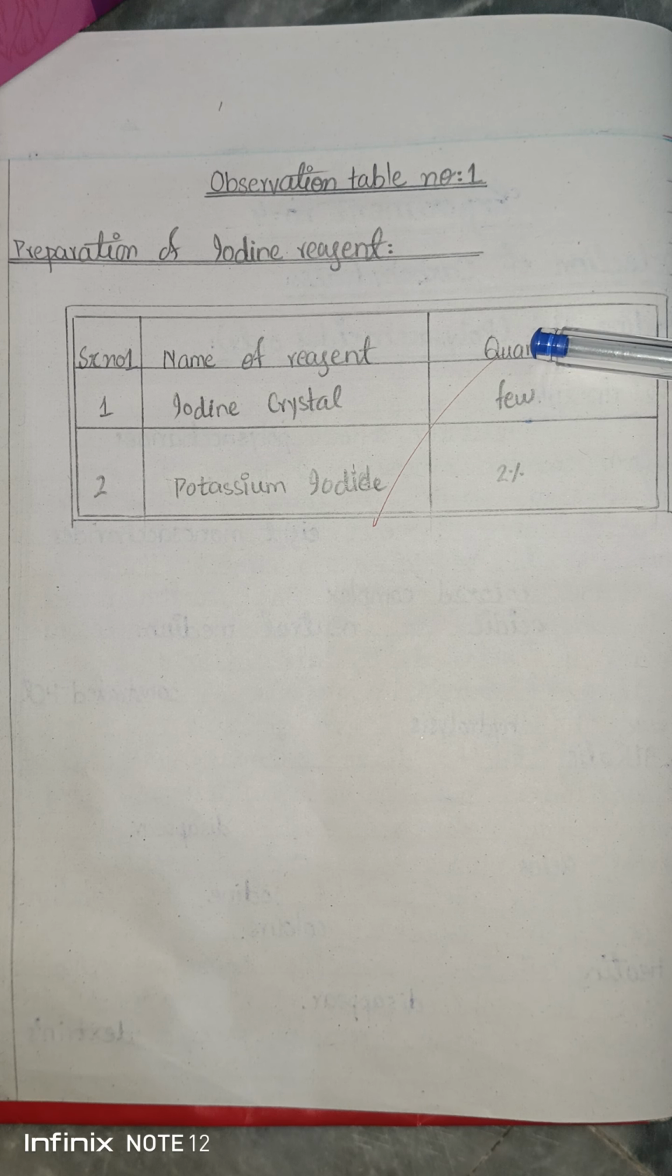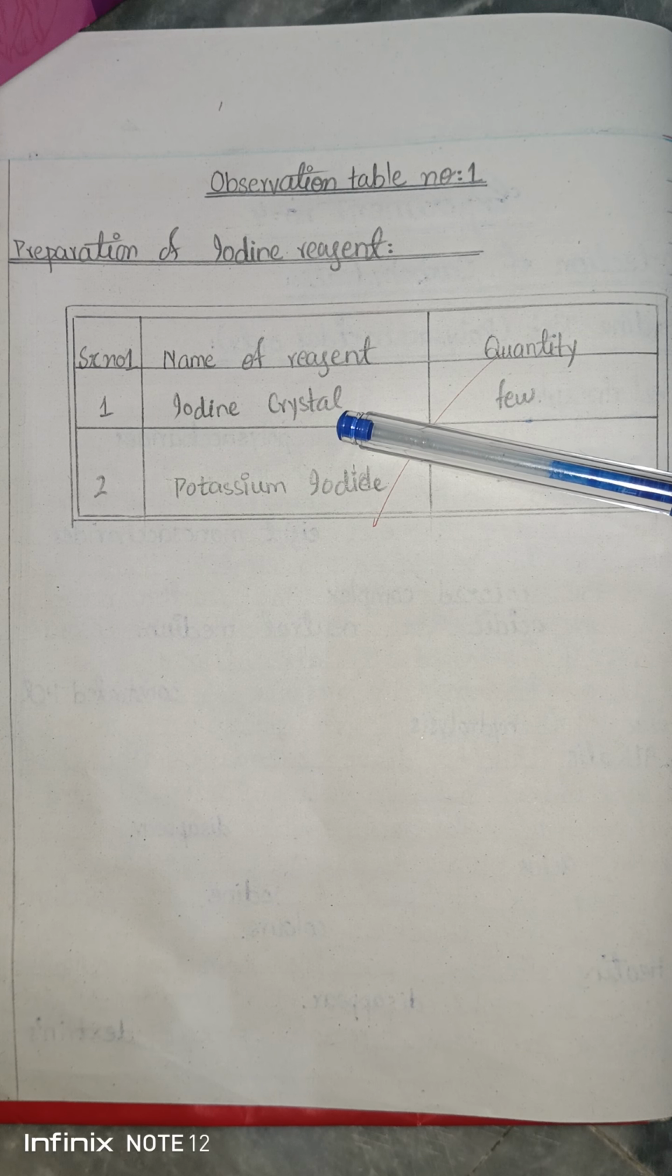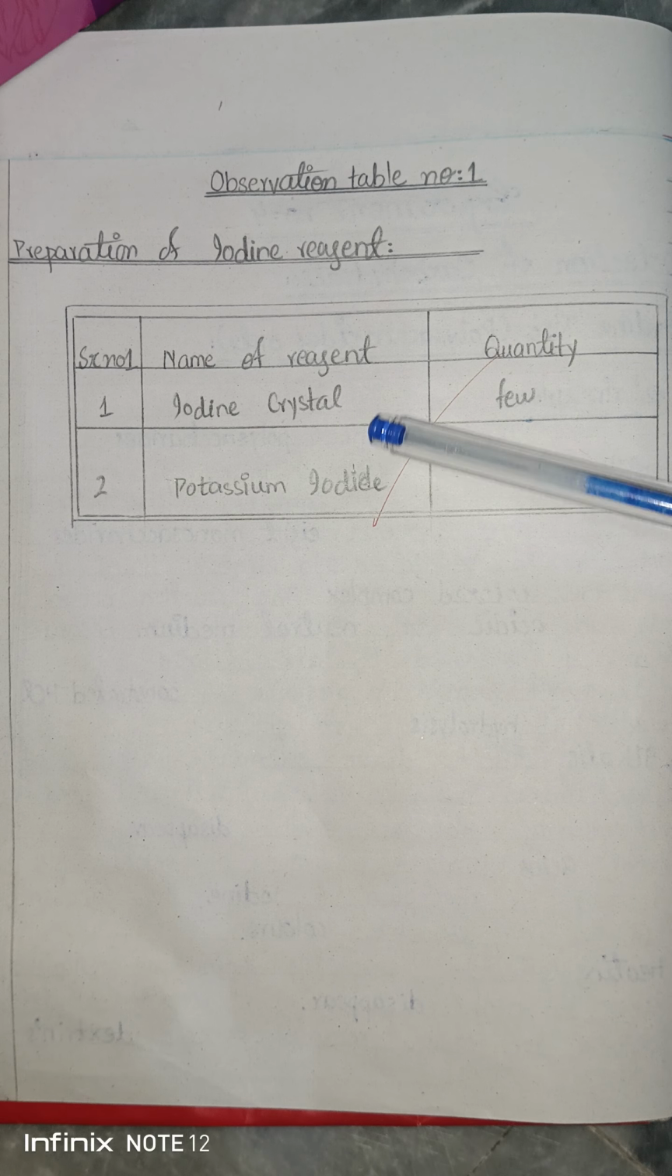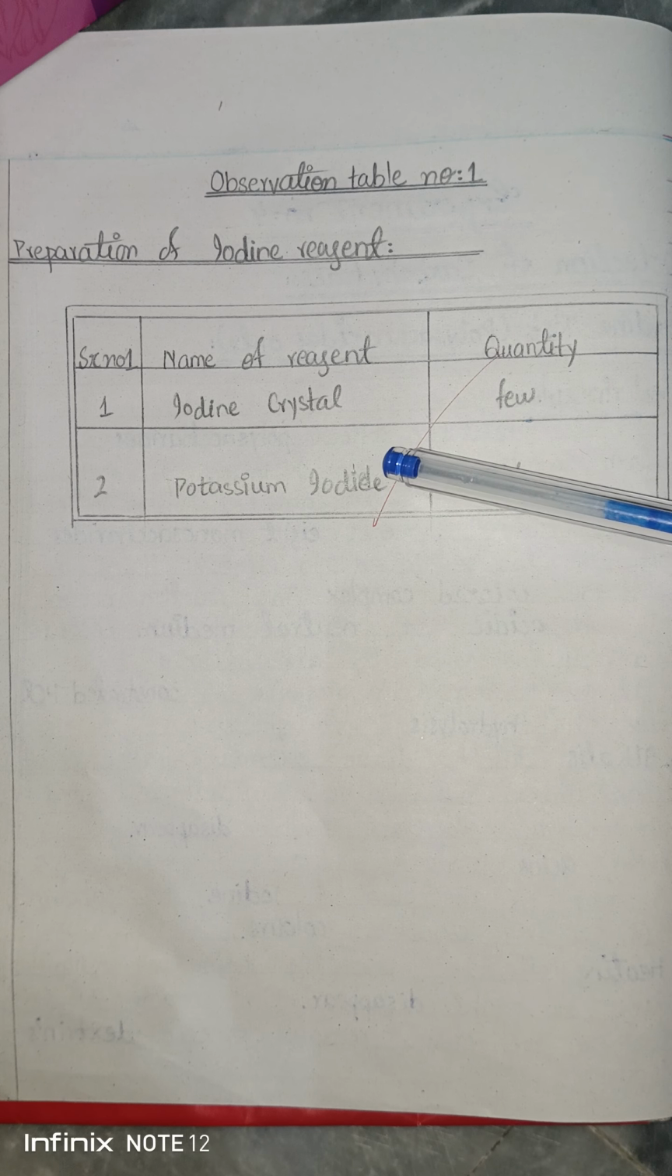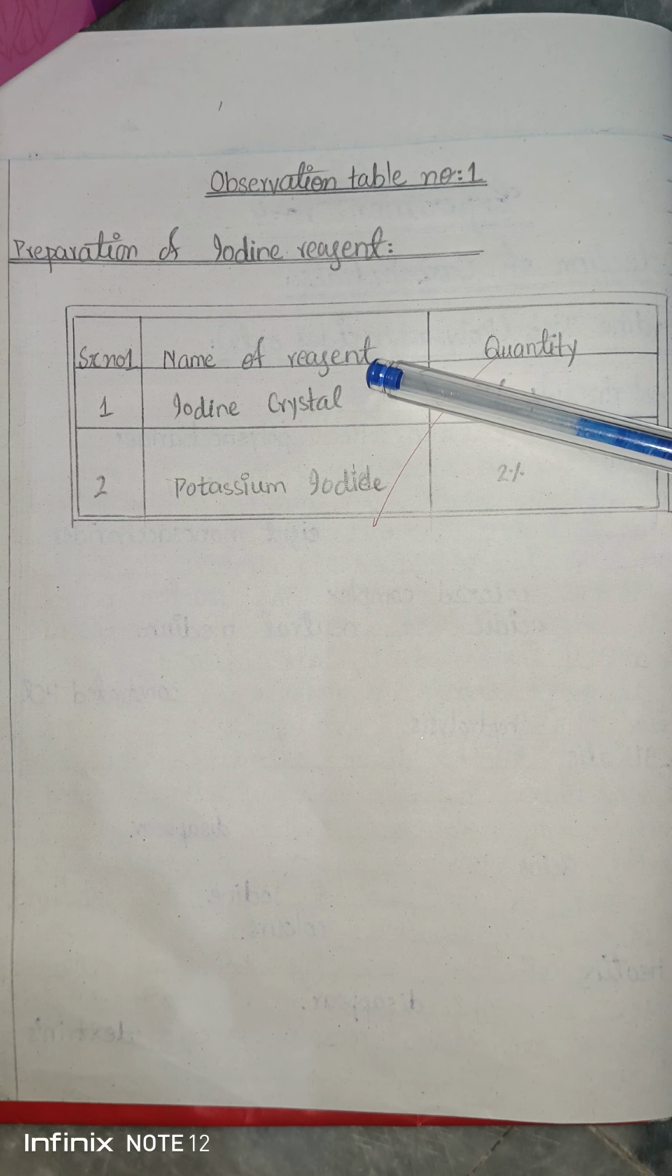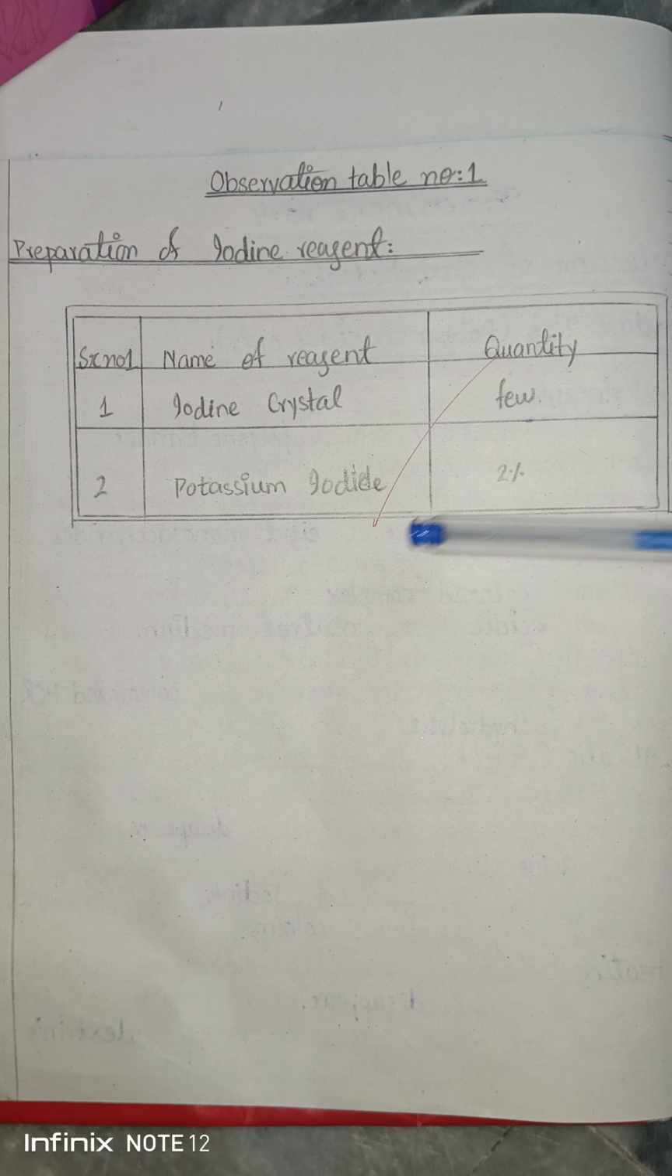So this is the observation table for the preparation of iodine reagent, and you will write the name of the reagent and the quantity. You know the iodine reagent consists of two major agents. First is the iodine crystals, and second is the potassium iodide. So a few iodine crystals and a 2% solution of potassium iodide combine to form the iodine reagent.